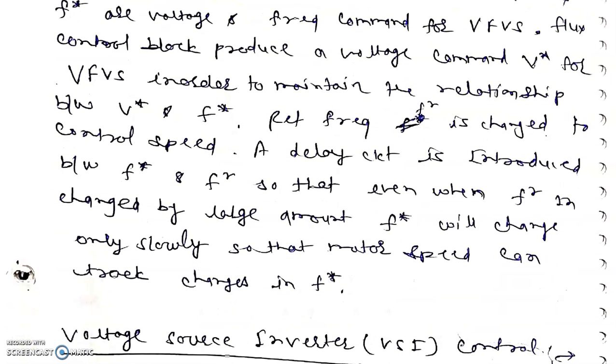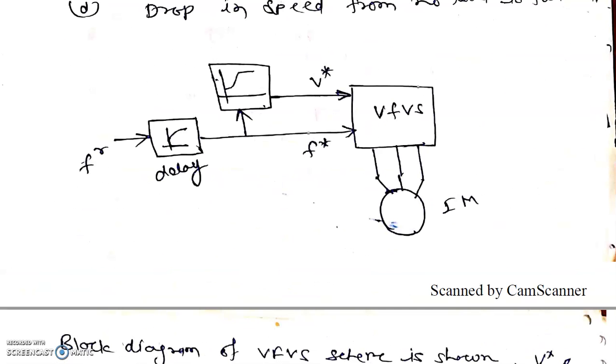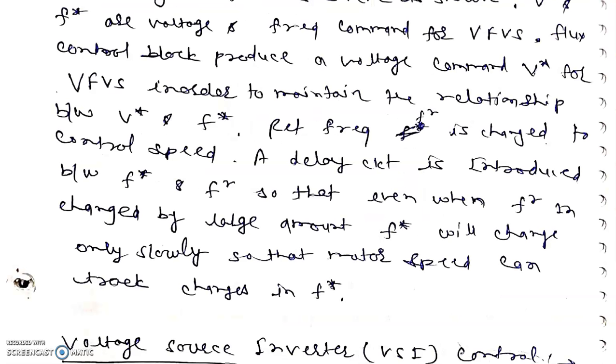So using this scheme, we can control the speed of the induction motor. Up to the base speed, V star and F star are used to maintain the constant V by F ratio, which is controlled by the flux block, and after the V saturates above the base speed, the frequency can be changed using the FR signal. So this is all about the variable frequency control of induction motor drive.